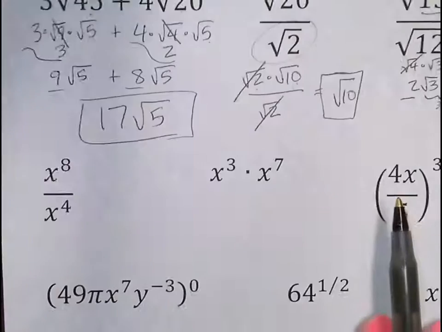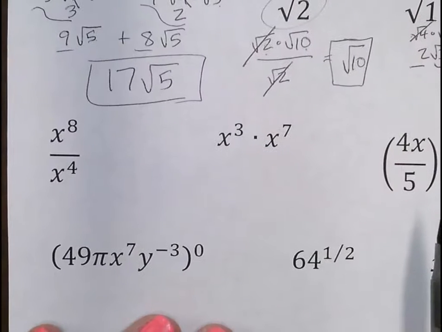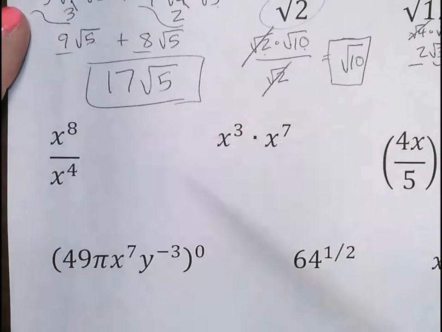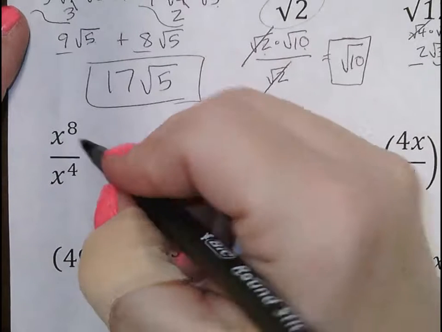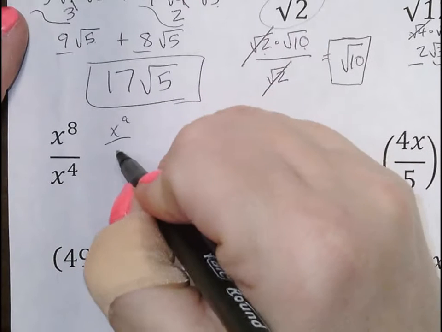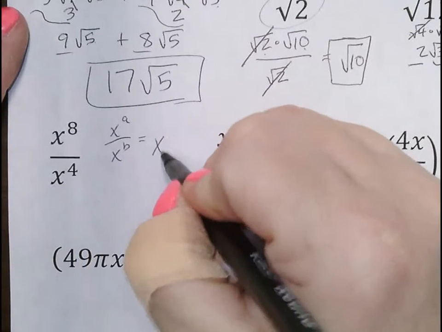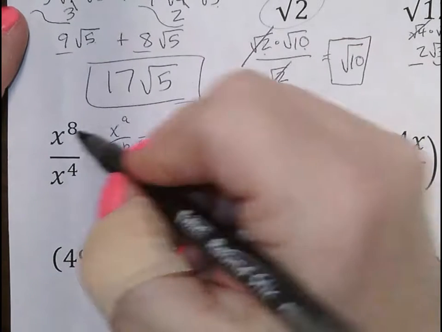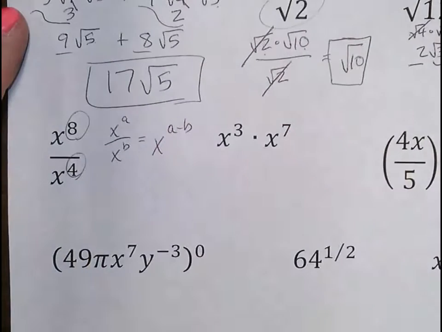All right, we are finished at this point with the radicals. Now moving into the exponents. The quotient of powers rule tells us that when we have x to the a over x to the b, we have x to the a minus b. So the rule here is that we should subtract the powers.